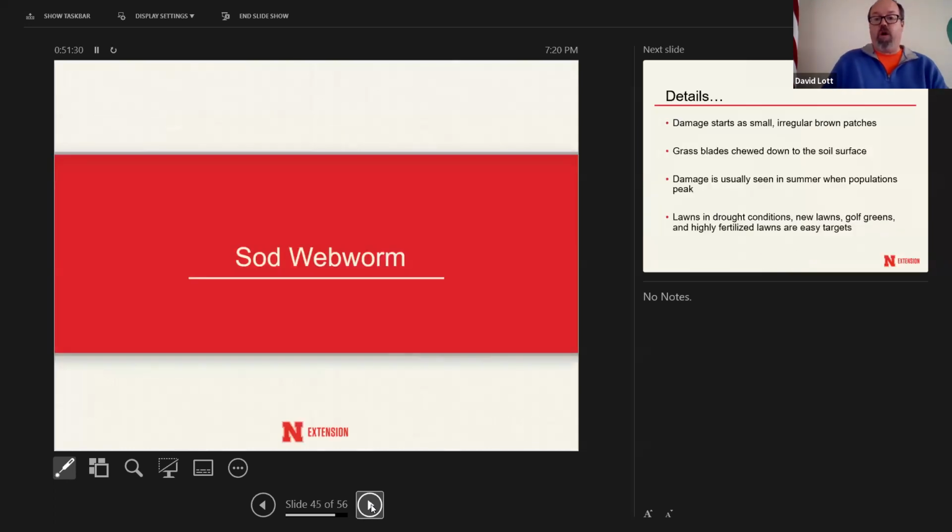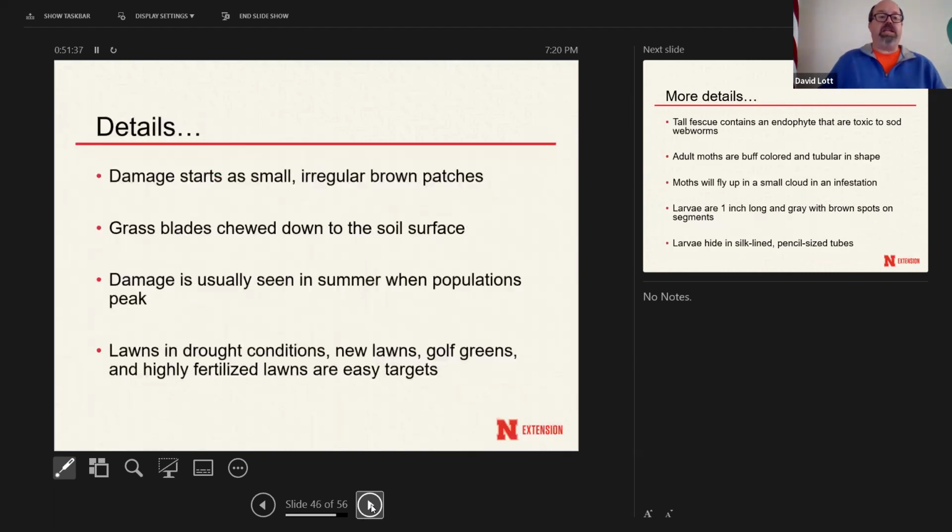And then we have the wonderful sod webworm, which is really in its own weird way kind of interesting as well. The sod webworm will start with small irregular brown patches. People might think they have brown patch in their lawn, but when you get down on your hands and knees, you will see that the grass blades are literally chewed down to the soil surface. They've taken out the crown and you're down to just bare ground, with just the stubs left from the sod webworm working.